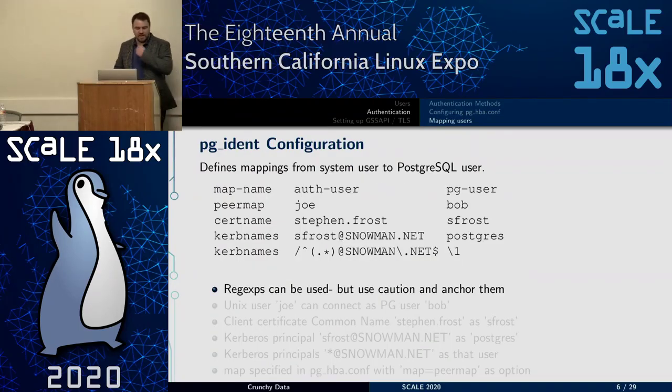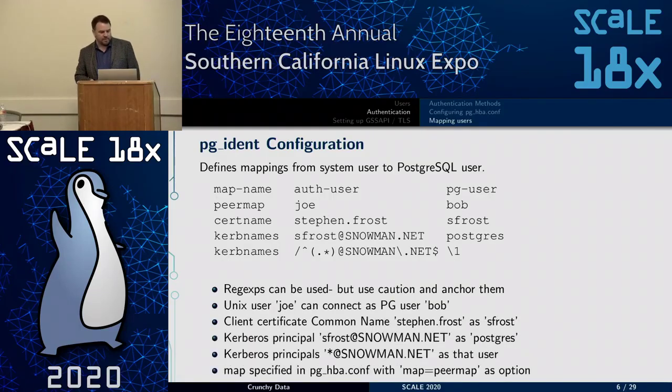pg_ident is what you can do for peer or for mappings, right? So remember I mentioned earlier you can have a system user, or in this case an auth user, same thing, and then you can map that to a Postgres user. So you can actually map any Unix user to some other user to have them authenticate as that user in the Postgres database. You can also use regular expressions, but just be careful about anchoring them. So these are what these particular mappings allow.